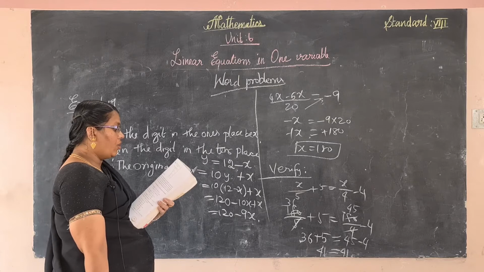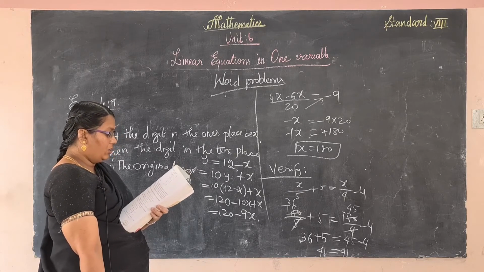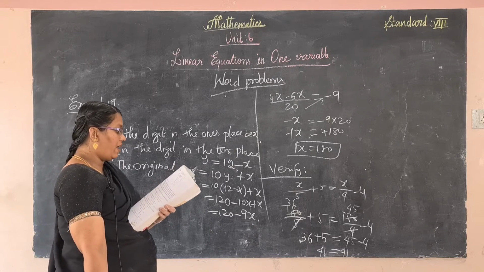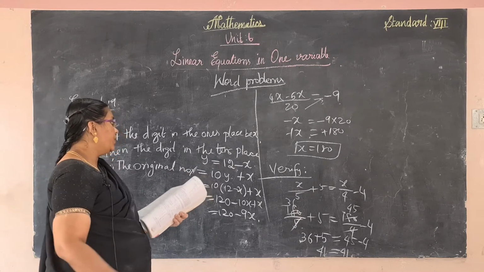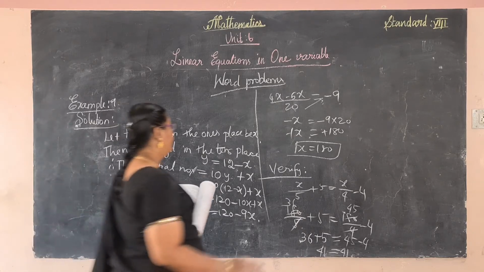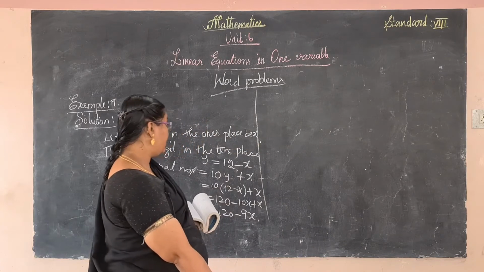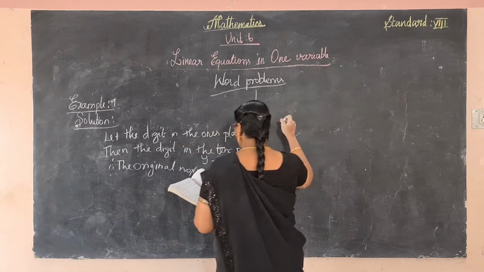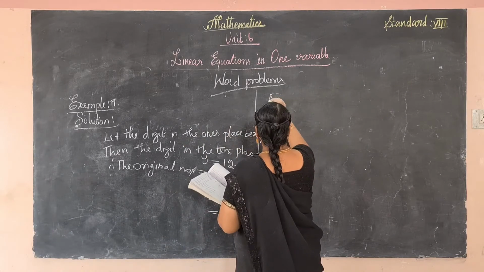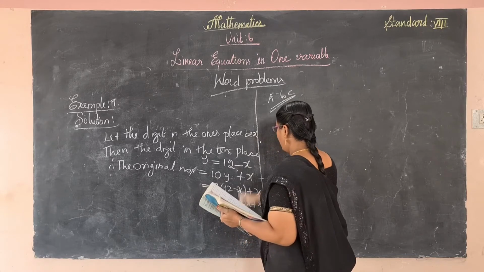If the number formed by reversing the digits exceeds the original number by 54, find the original number. I already explained this method in another one, you can follow any one of the methods. According to the condition, which values are we equating?